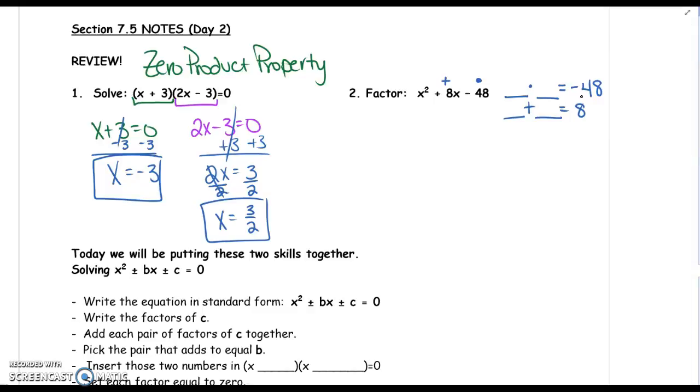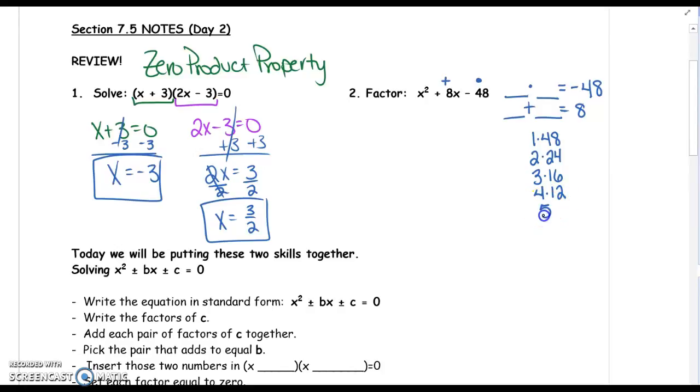If you're struggling with figuring out those numbers, list ways that you can multiply to get 48. List the factors of 48. So 48 divided by 1 is 48. 48 divided by 2 is 24. 48 divided by 3, I think it's 16. 48 divided by 4 is 12.